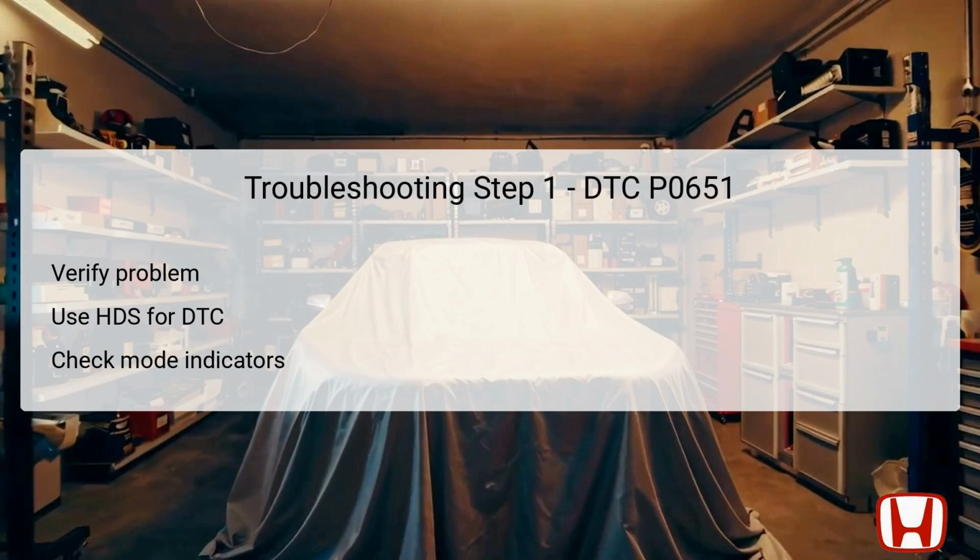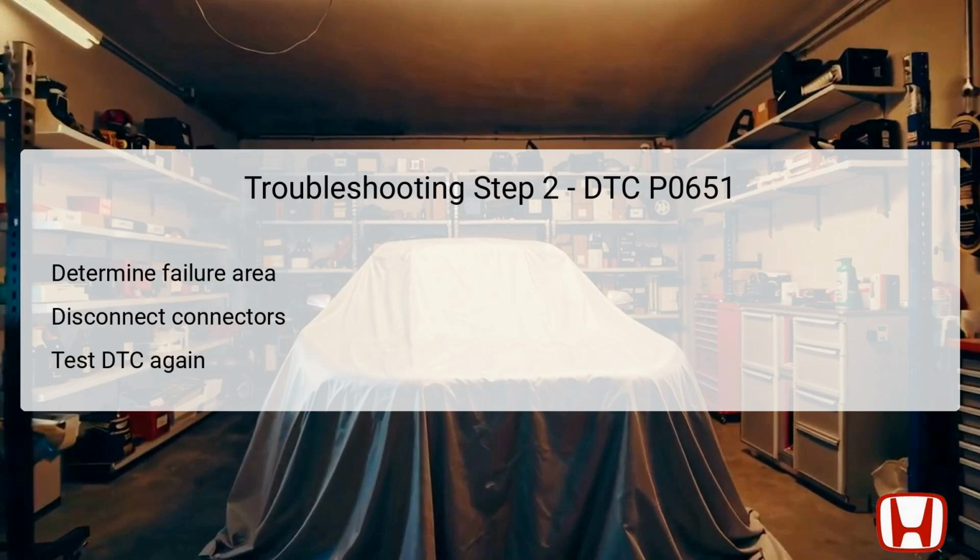However, if it does not, this may indicate an intermittent issue that requires examination of connections and terminals between the TCM and relevant sensors. In the second troubleshooting step, you will focus on identifying the potential area of failure associated with the DTC. Clear the DTC again using the HDS and switch the vehicle to the off/lock mode.